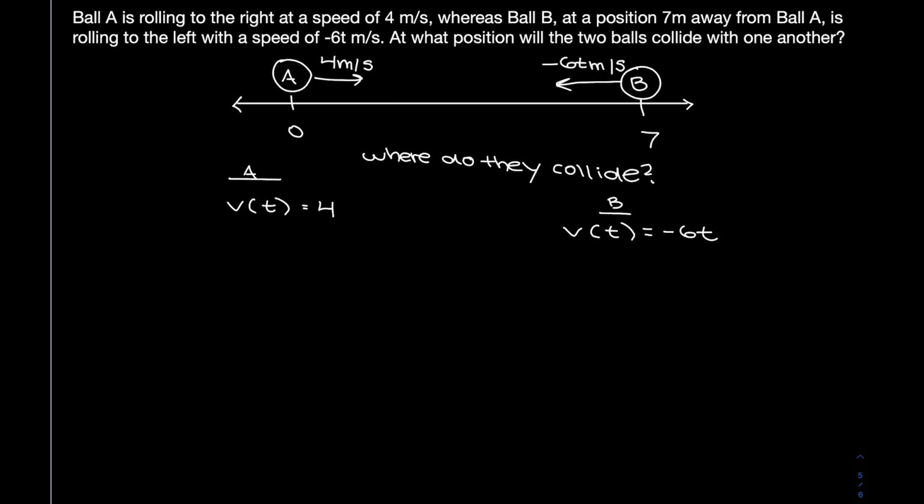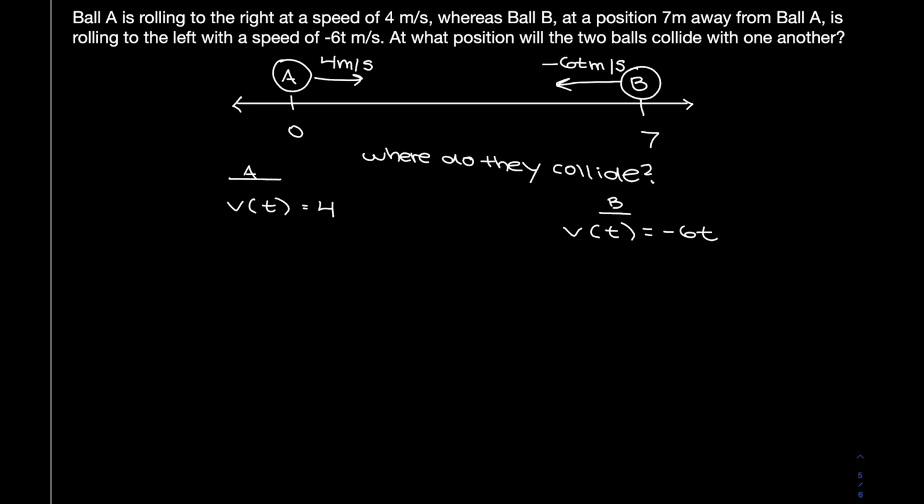Ball A is rolling to the right at a speed of 4 meters per second, whereas ball B, at a position 7 meters away from ball A, is rolling to the left with a speed of -6t meters per second. At what position will the two balls collide with one another?